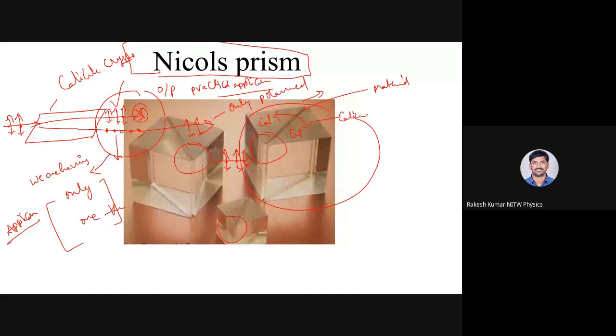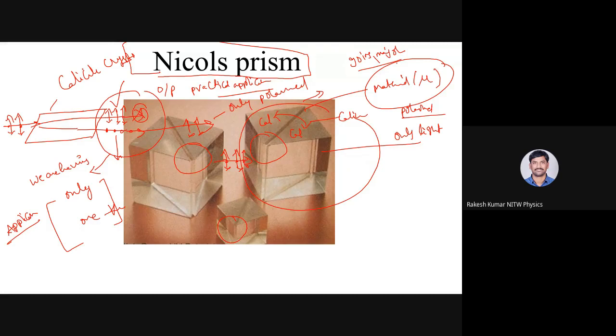If you pass your unpolarized light through this particular input, you are going to get output somewhere here, and it will be only one light. That means only one polarized light. Okay, we'll see how we are going to cut the calcite crystal, how we are going to join it with a material of particular refractive index, and how the refractive index of that material is going to play a major role. Please remember, this particular refractive index is going to play a major role in blocking one ray and allowing one ray.